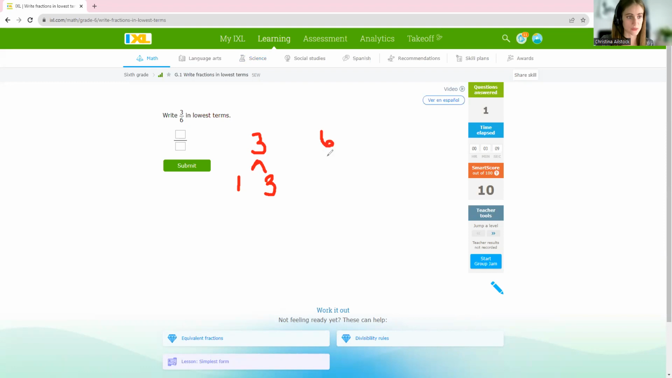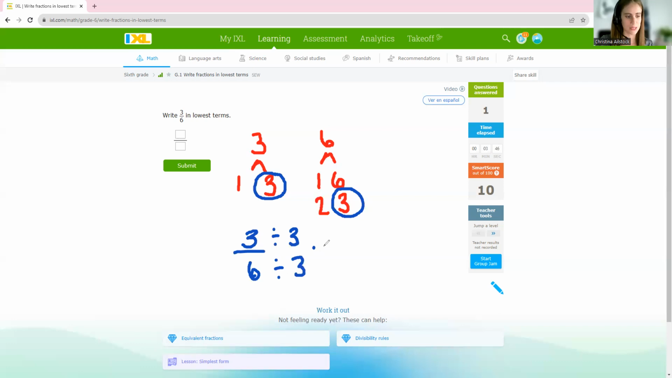Now, if we list our factors of 6, we have 1 times 6 and then 2 times 3. So the greatest common factor here, well, they have a 1 in common, but the greatest factor they have in common is 3. So that means we can reduce our fraction by 3. So we have 3/6. We're going to divide both the numerator and the denominator by 3. Sorry, guys, I don't know why it doesn't want to keep the dots for my division there.